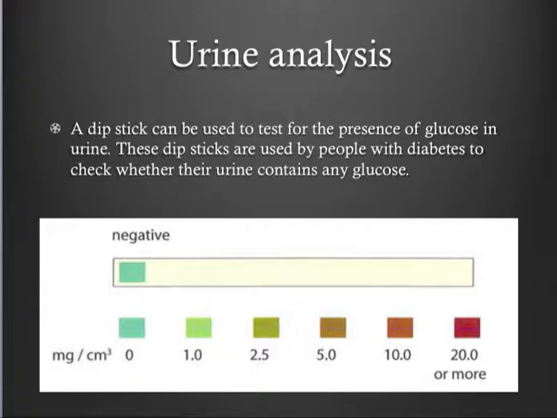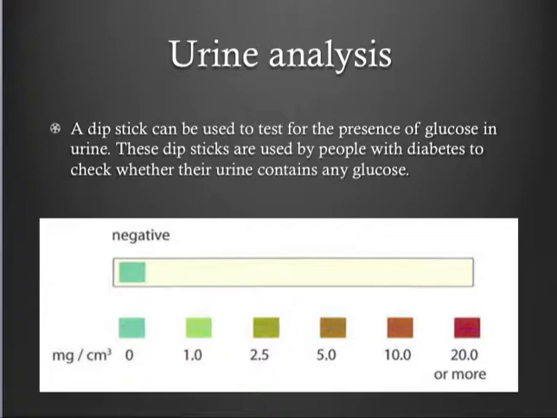Dipsticks or test strips can be used to test urine for a range of different factors, including pH, glucose, ketones, and proteins. Dipsticks for detecting glucose contain the enzymes glucose oxidase and peroxidase. These two enzymes are immobilized on a small pad at one end of a stick. The pad is immersed in the urine, and if it contains glucose, glucose oxidase catalyzes a chemical reaction, and hydrogen peroxide is then produced.